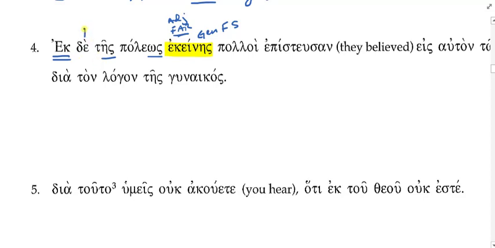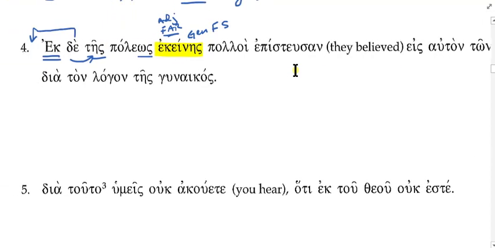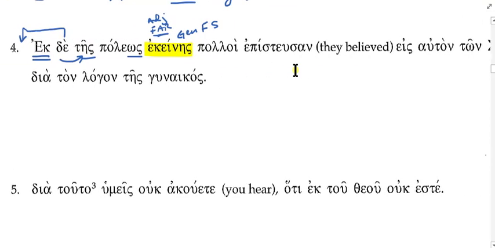Because of ek, right? Remember, my sneaky little postpositive conjunction has gone second, but ek really belongs with its object, doesn't it? So now from that city, poloi pistusan, many believed. I don't think I have any other demonstratives here.